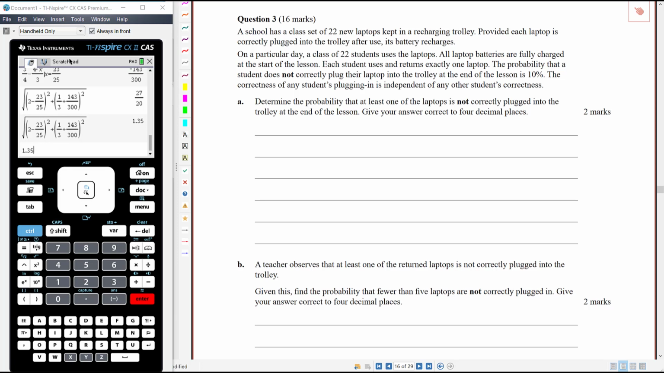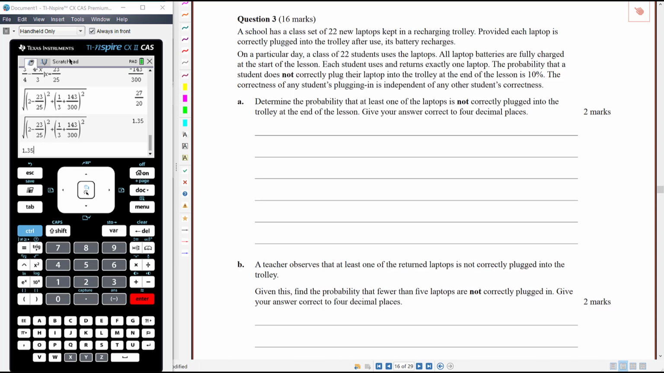is 10%. The correctness of any student's plugging in, that's not a very nice sentence, but yeah, the correctness of any student's plugging in is independent of any other student's correctness. Okay, so whether one student plugs their laptop in or not doesn't have an impact on the next student plugging in or not. That's about confirming that you can use a binomial distribution. Determine the probability that at least one of the laptops is not correctly plugged into the trolley at the end of the lesson. Give your answer correct to 4 decimal places.